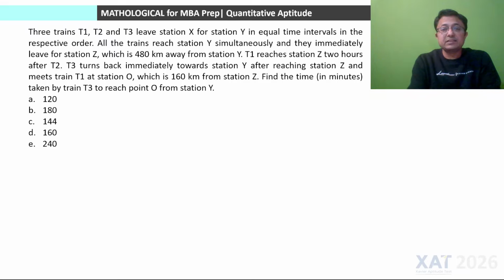T1 reaches station Z 2 hours after T2. T3 turns back immediately towards station Y after reaching station Z and meets train T1 at station O, which is 160 kilometers from station Z. So find the time in minutes taken by train T3 to reach point O from station Y.